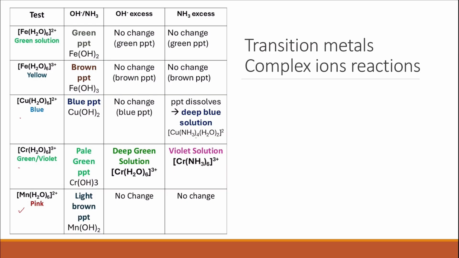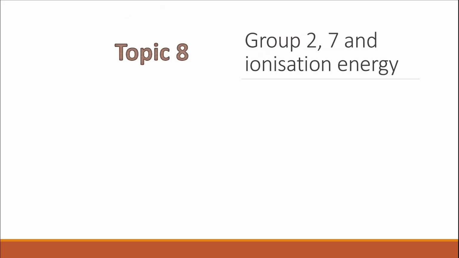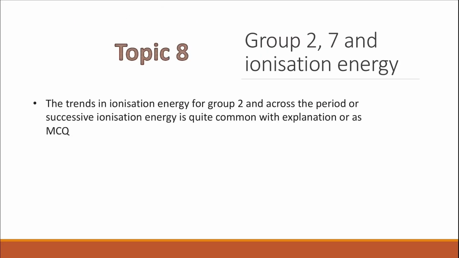They like to ask about either the trend within group 2 as you go down, or they could ask across a period, or they could ask also about the successive ionization energy, the change in the successive ionization energy. So this is very common, and they would ask you to explain the trend or explain why there is an increase or decrease in the ionization energy. So please remember the three factors that affect the ionization energy, which are the nuclear charge and the distance from the nucleus or the atomic radius and the shielding as well.